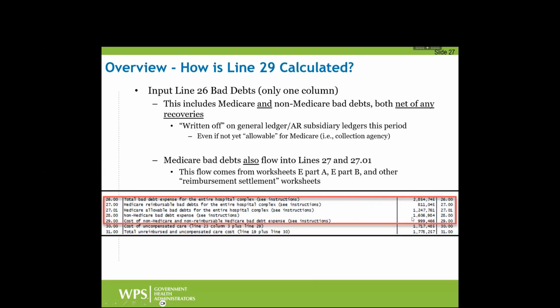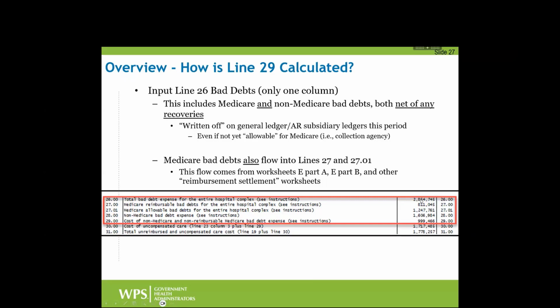Line 28 is basically non-Medicare bad debt. It's the portion of line 26 that was not Medicare, or at least it doesn't appear to be Medicare, let's say. So they take that amount, and then line 29 says, okay, let's take this line 28. All of that non-Medicare bad debt is subject to the cost to charge ratio, the same cost to charge ratio we talked about earlier. So that's reduced, plus the 35% Medicare did not pay is added in. That's what line 29 is all about. And then, of course, that gets added with charity care to get line 30.